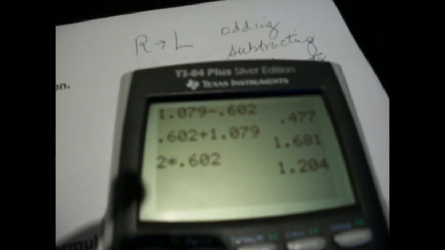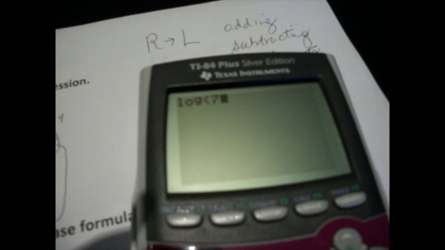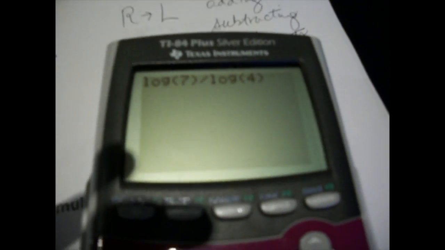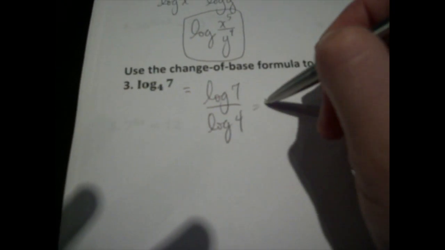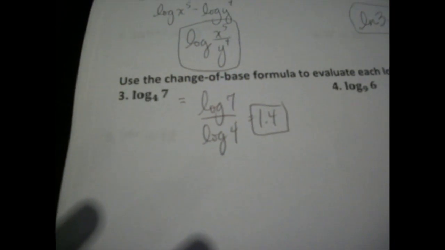So I'm going to come over here, log 7 divided by log 4. Oops, sorry, math shadow. And I get about 1.4. We can round that, 1.4. That's close enough.